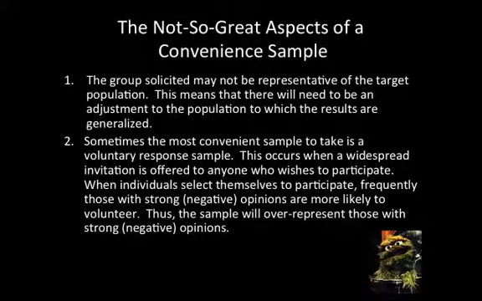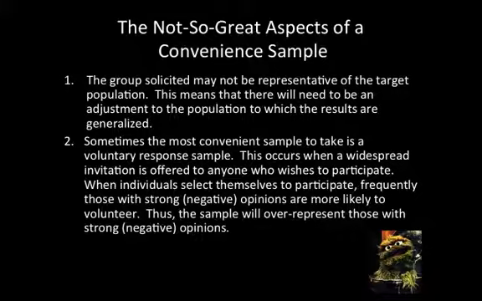The not so great aspects of a convenient sample: one is that the group solicited may not be representative of the target population. This means that there will need to be an adjustment to the population to which the results are generalized. You might want to be able to generalize it to American adults in general, but if every member of your sample is from Houston or from Texas, with the vast majority being from Houston, then you're only going to be able to generalize to a Houston population.